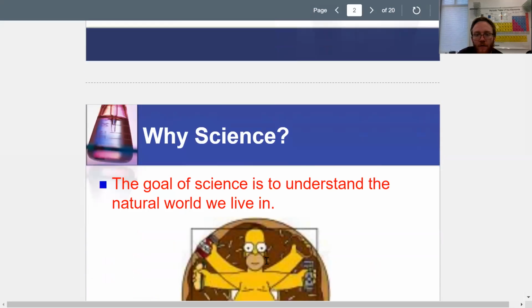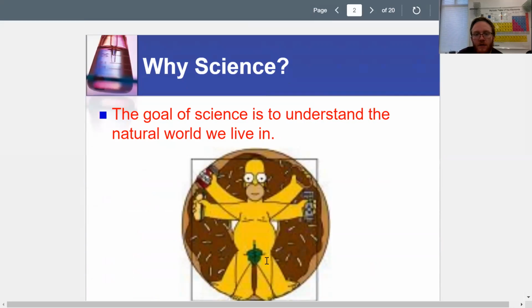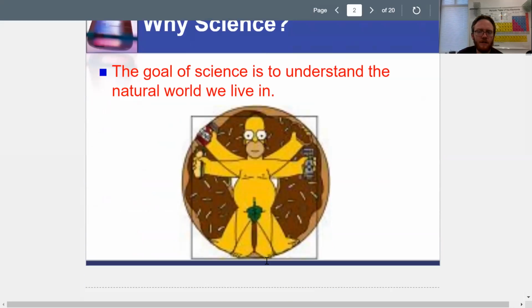Alrighty. So our first question is why science? So my question to you all is, does anyone recognize this image? Maybe not of Homer, right? That's Homer Simpson, but particularly the image that this is supposed to be conveying. Does anyone recognize that? All right, so you might not be familiar with it initially, but I'm going to quickly share a Google search.